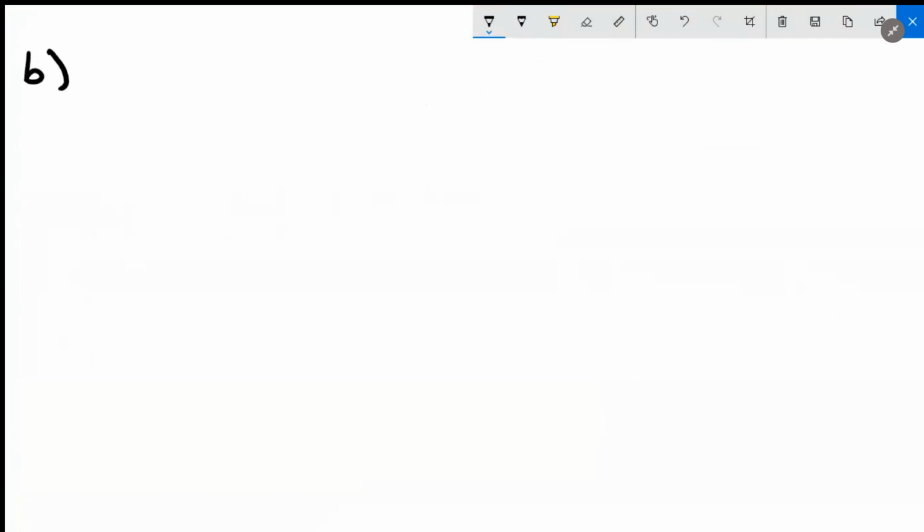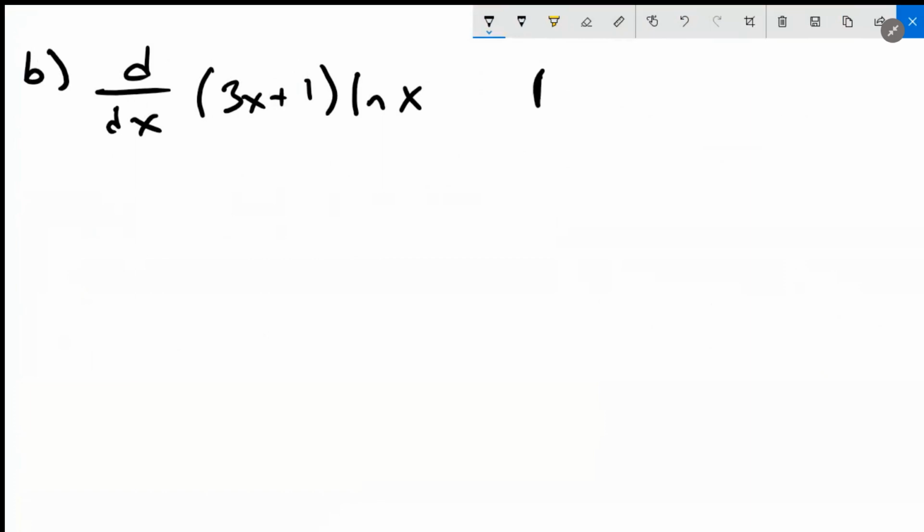So part B is saying, giving full details of all steps, show how to use the product rule for derivatives to find the derivative of 3x plus 1 times ln of x. Okay, so it gives us a big hint here. It talks about the product rule of derivatives.